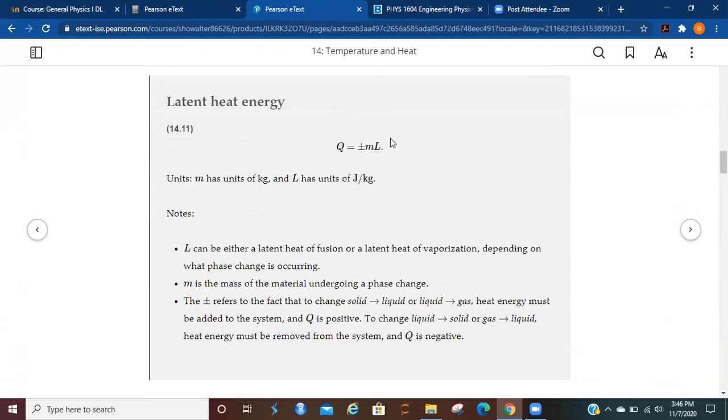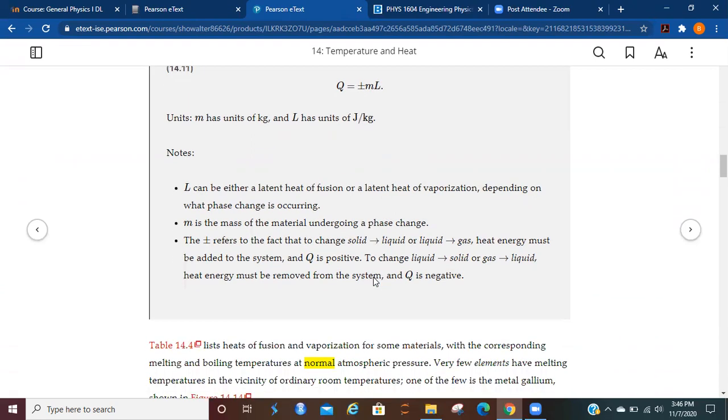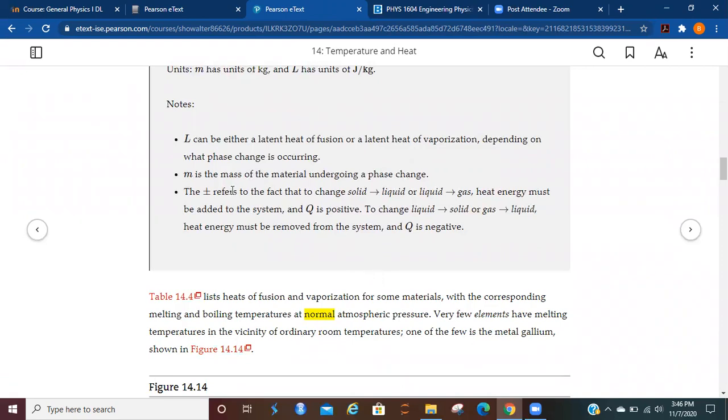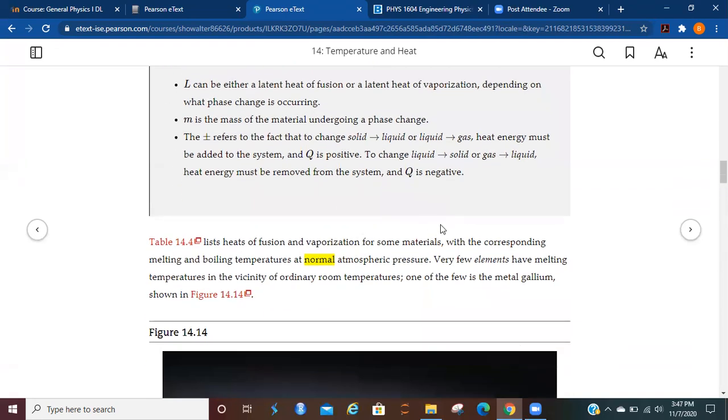And there's the summary of the latent heat of fusion or latent heat of vaporization, depending on what phase you're changing to. m is the mass of the material undergoing the phase change. Plus or minus refers to the fact that when changing from solid to liquid or liquid to gas, heat energy must be added and Q is positive. For going the other direction, heat must be removed.